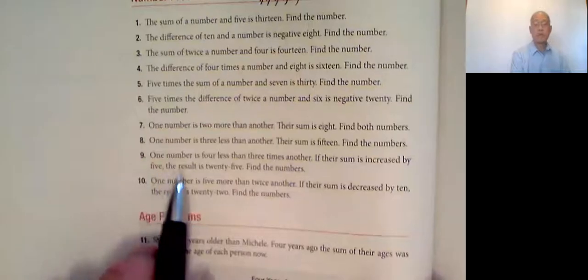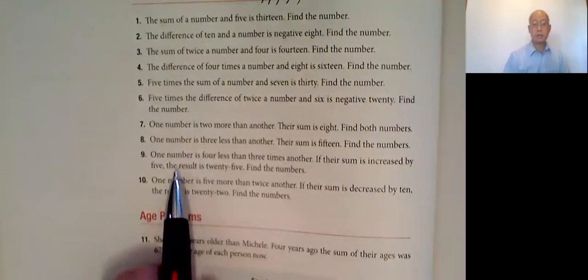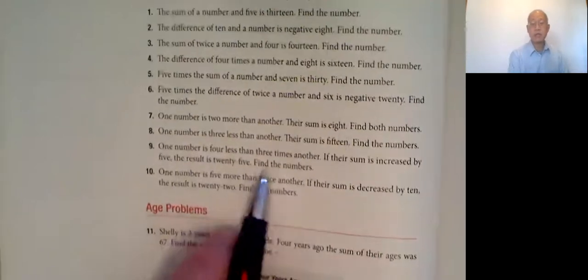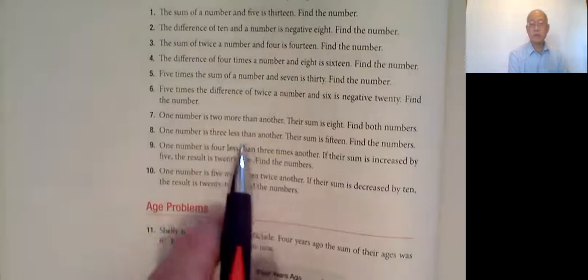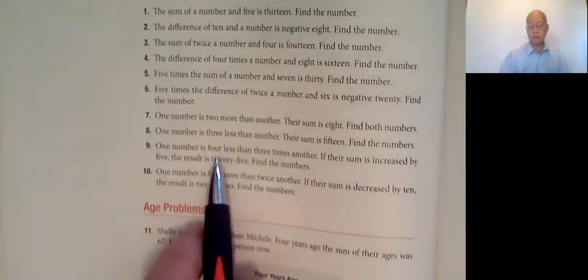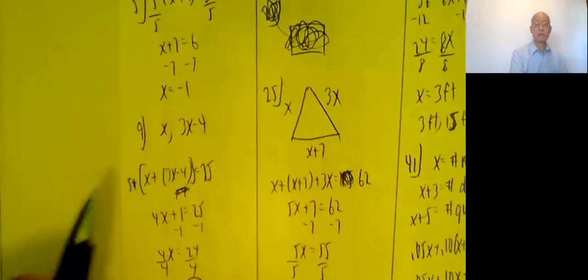Number 9, one number is 4 less than 3 times another. So one of them is x. The other one is going to be 3x minus 4. 3 times that number is 3x. 4 less than that is 3x minus 4. So my numbers are x and 3x minus 4.